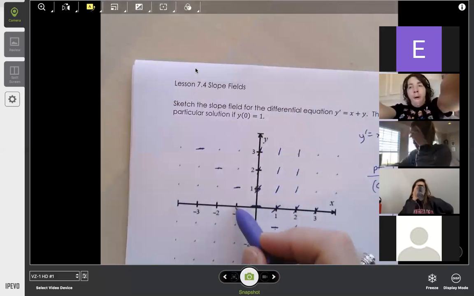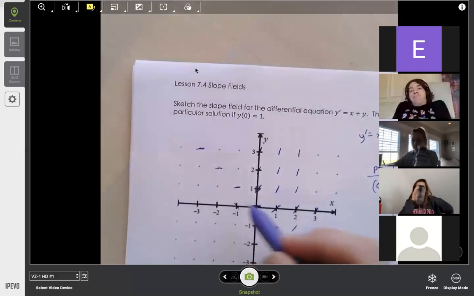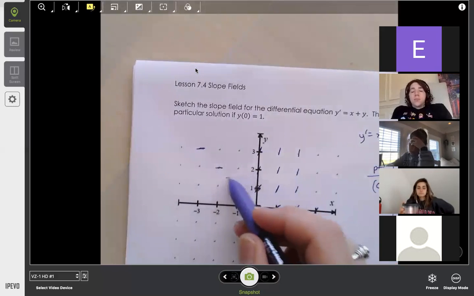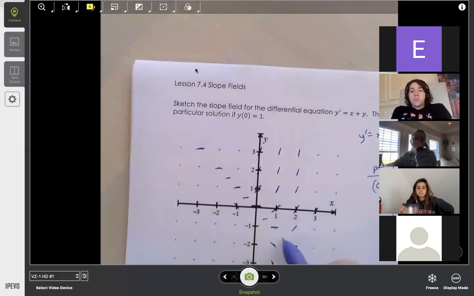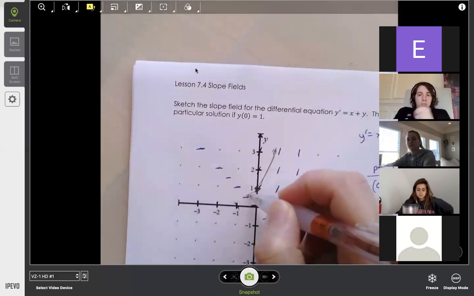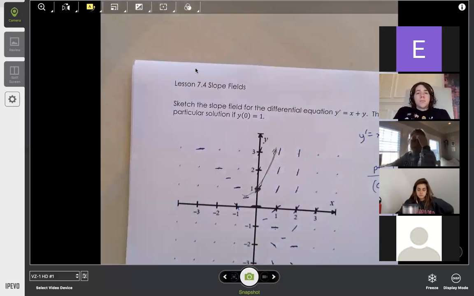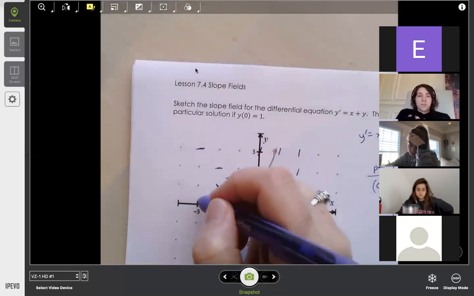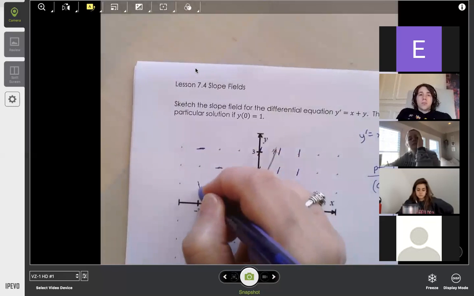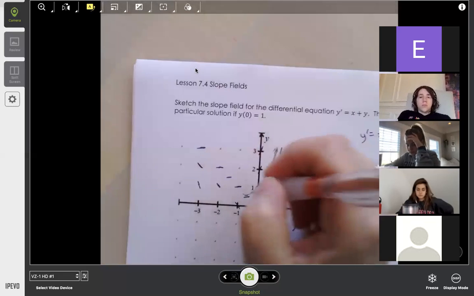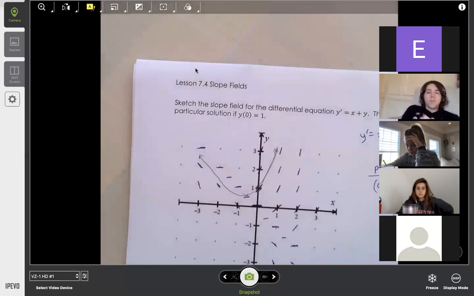And at negative 1, 0 would be negative 1. So I know everywhere along this diagonal line, the slope would be 0. So I would say it looks like the slopes are going like this. It's going to bottom out somewhere around here. And then negative 2, 1 would be negative 1. Negative 3, 1 would be negative 2. So probably, yeah. And then it looks like it would do something like that.